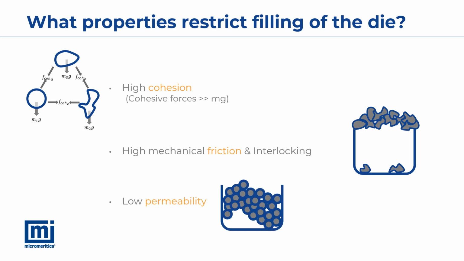Lastly, if air is trapped in the die, poor permeability can prevent that air from escaping, leading to a partially filled die with all the associated complications. Each of these properties will be measured in order to define the acceptable limits for any powder intended for use in a given die filling process.